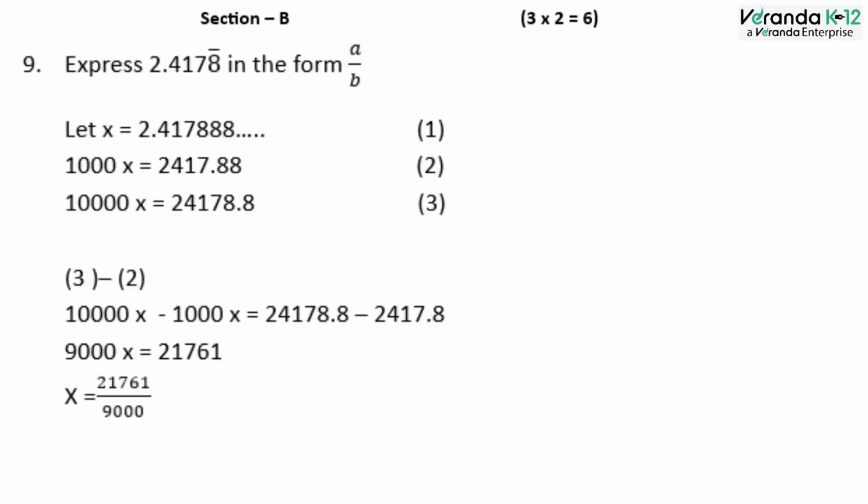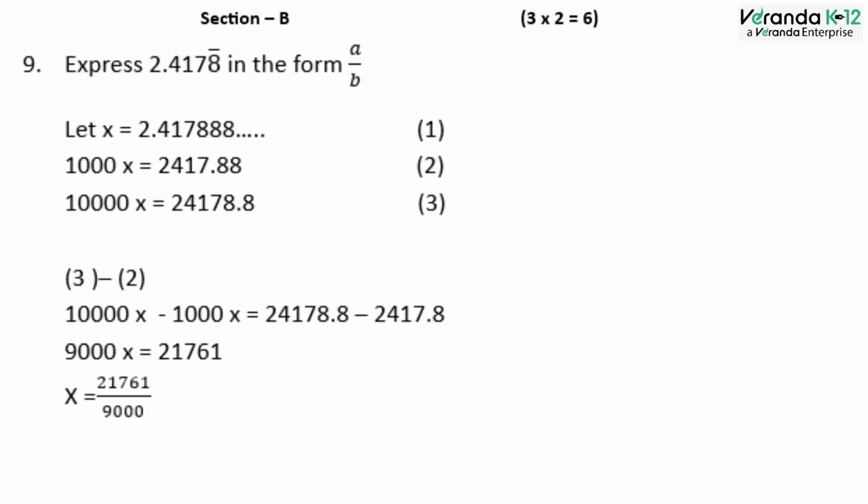Section B, 2 marks. First question. Express 2.4178 with the bar in the form of p/q. So let us take x is equal to 2.4178888. If you multiply by 1000, we get 1000x is equal to 2417.88. If we multiply by 10,000, we get 10,000x is equal to 24,178.8. Let's take x is equal to 2.417888 as the first equation.